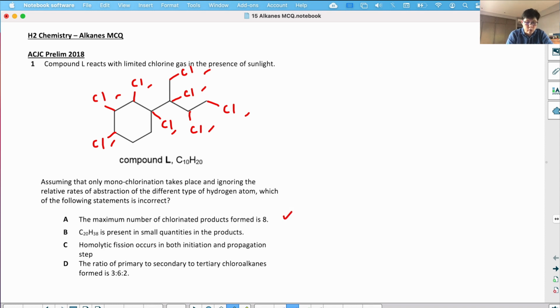Okay, the next one. C20H38 is present in small quantities. When they say small quantities, it means it's found in trace amounts. And if it's found in trace amounts, it's only found in the termination step. Okay, so in the propagation step, we know that C10H22 will react with a chlorine radical, Cl dot, and you form C10H21 radical plus HCl.